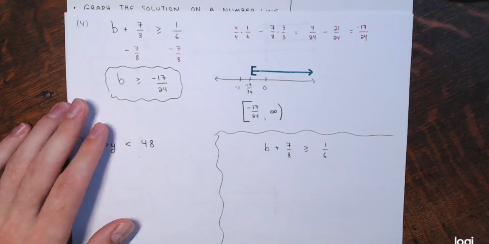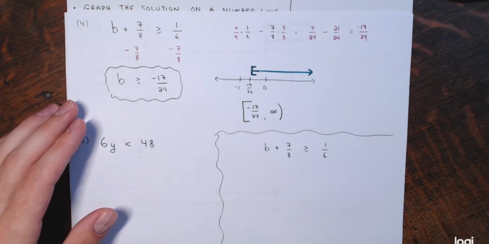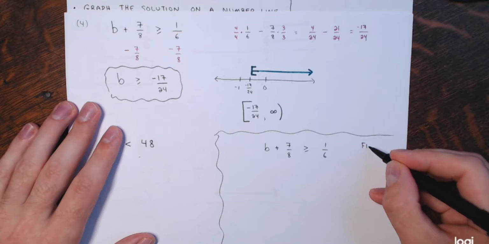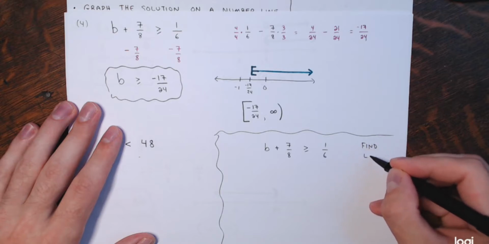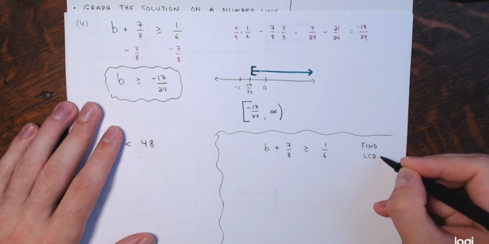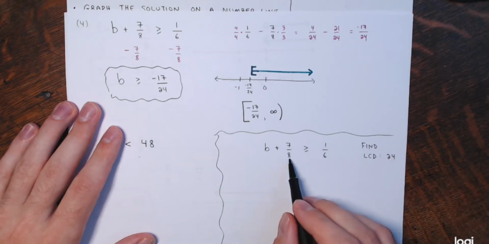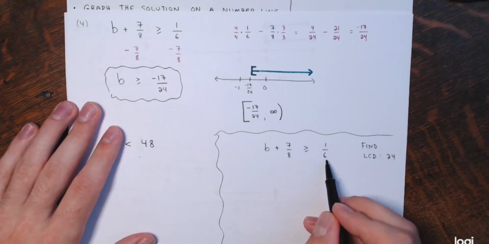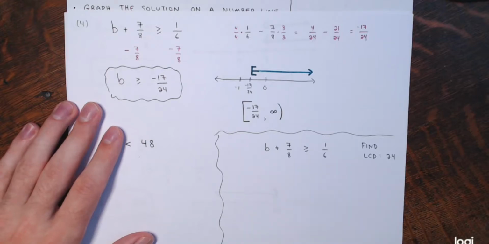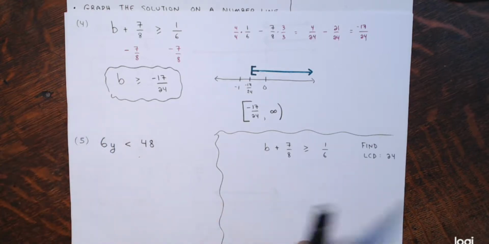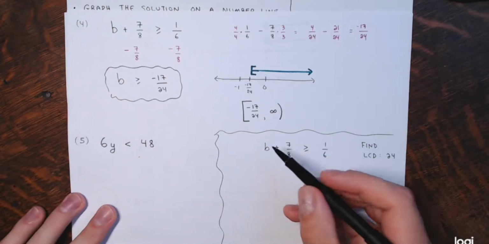If you don't like working with fractions, find the least common denominator, right? Find the LCD, right? Least common denominator, which in this case would be 24. Right? You have a denominator of 8, a denominator of 6. The least common multiple of 8 and 6 is 24. And then I multiply both sides by 24.